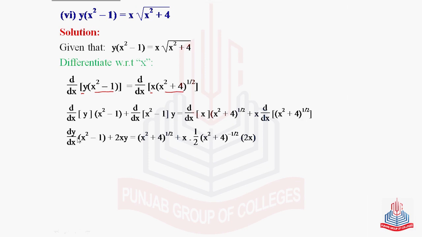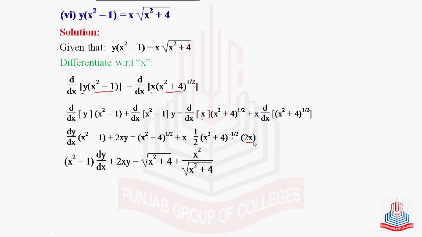Derivative of y, dy by dx, and x square minus 1 will be as it is, plus derivative of x square is 2x and this y will be as it is. So the final thing is 2xy is equal to derivative of x will be 1, so we have only x square plus 4 raised to the power 1 by 2, plus x will be as it is and derivative will apply on this term. So by using our power theorem, 1 by 2 x square plus 4 raised to the power 1 by 2 minus 1, which will form minus 1 by 2, and then derivative will apply on our inner function, which is x square plus 4. So derivative will apply, then that will become 2x and derivative of 4 will be 0, so we have only 2x.